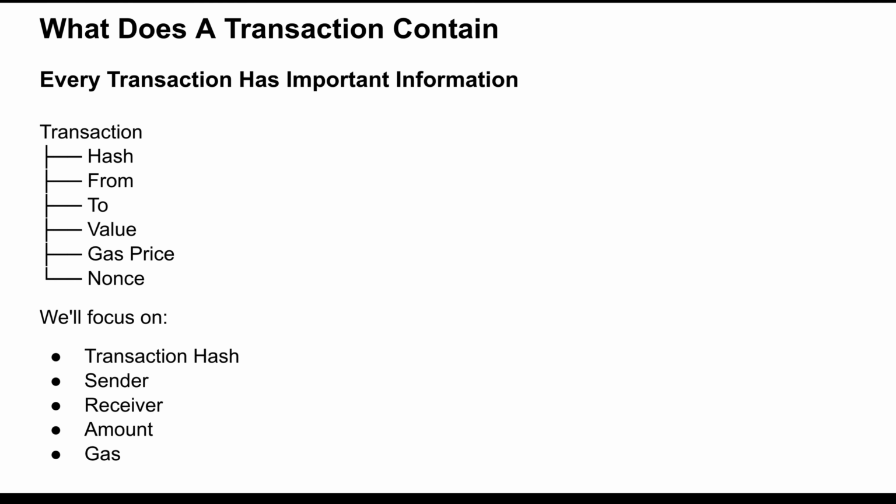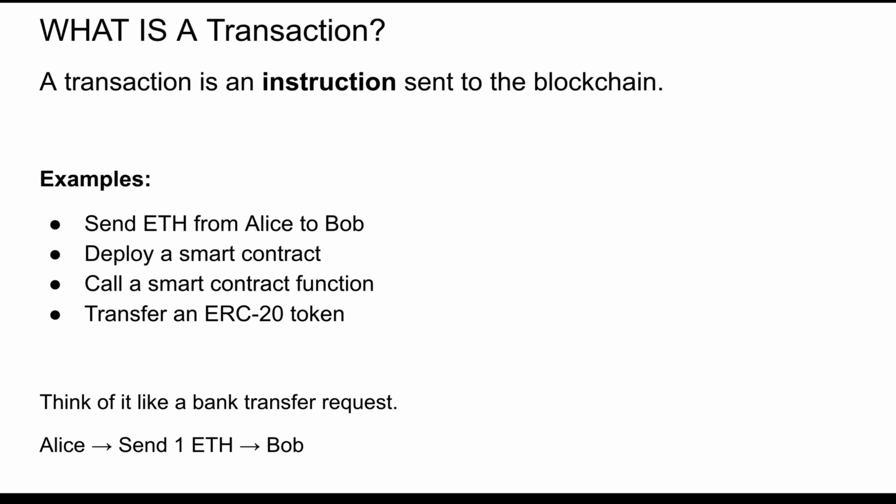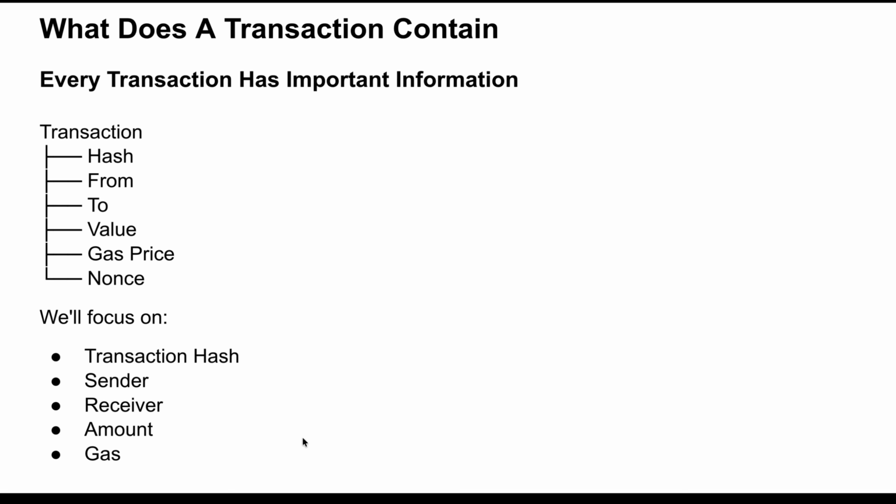Now, the next question is, what does a transaction contain? Every transaction has important information. For example, in a transaction, you would see a transaction hash. You see the from, the person the transaction is coming from, and then the to. From is the sender, to is the receiver. And then you see the value. For example, if we're using Alice sends one ETH to Bob, you would see from Alice to Bob, the value is one ETH.